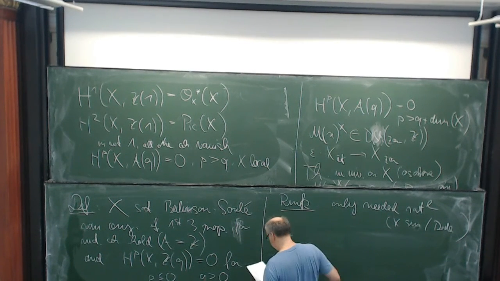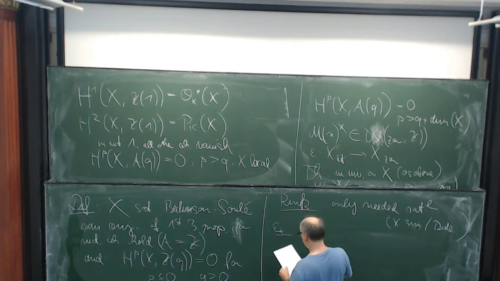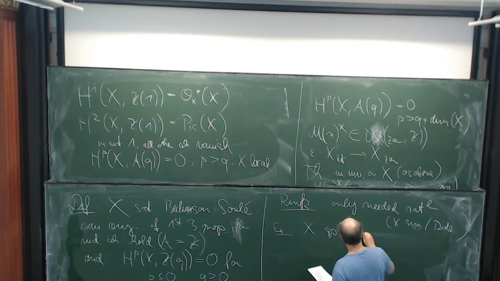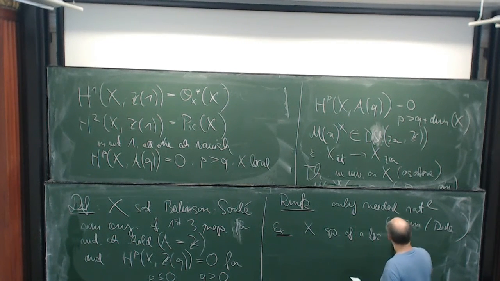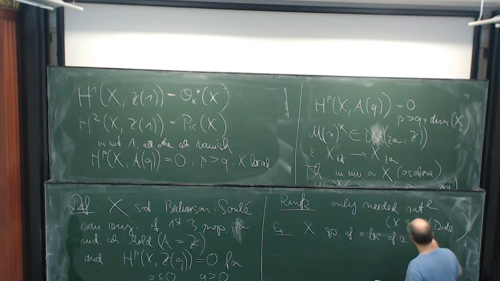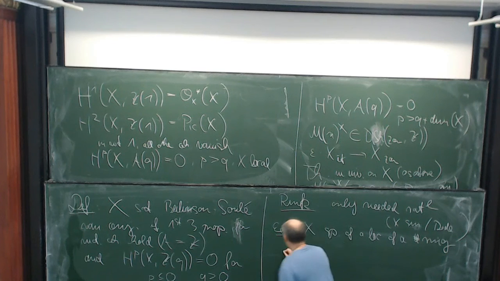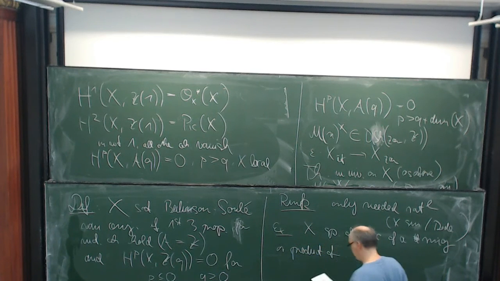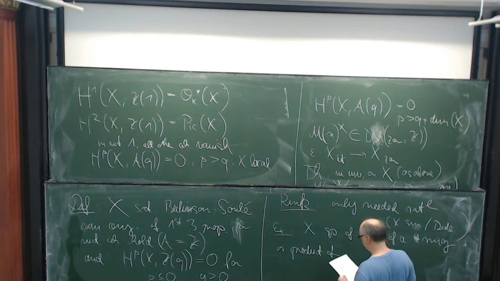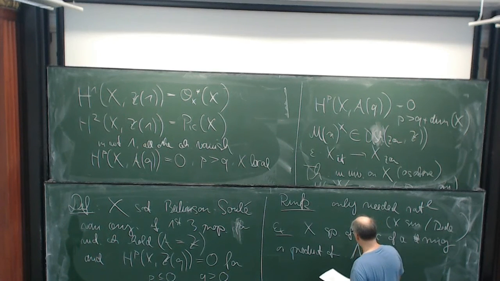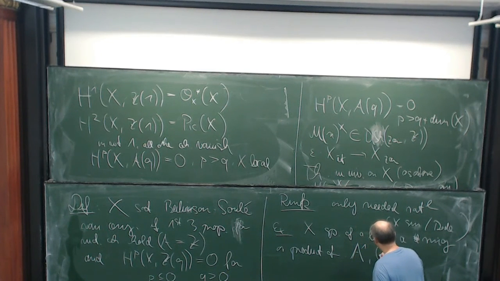Example. So for example, if X is the spectrum of a localization of a number ring, or more generally, if X is a product of schemes of the following types, for example, it's not an exhaustive list. I mean, of course, you can take anything on because it doesn't change anything. For example, G_m.